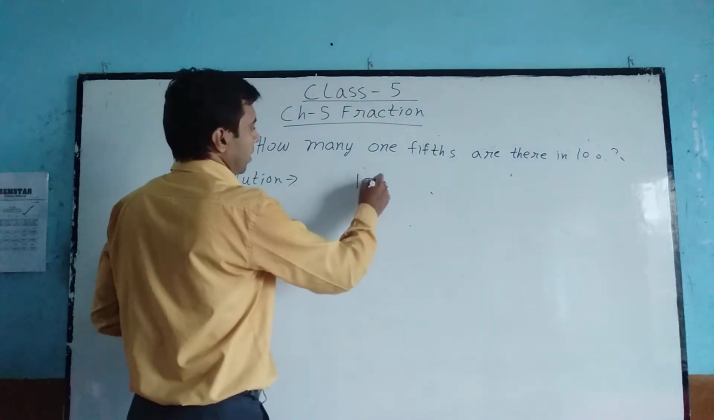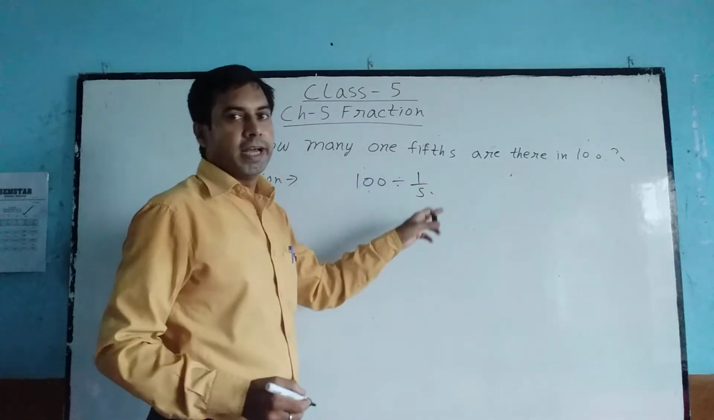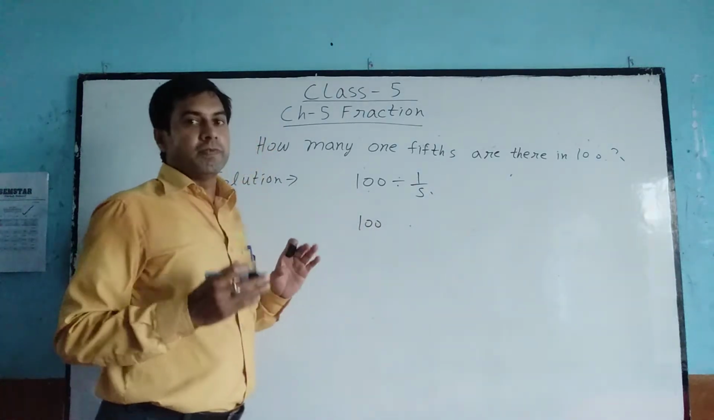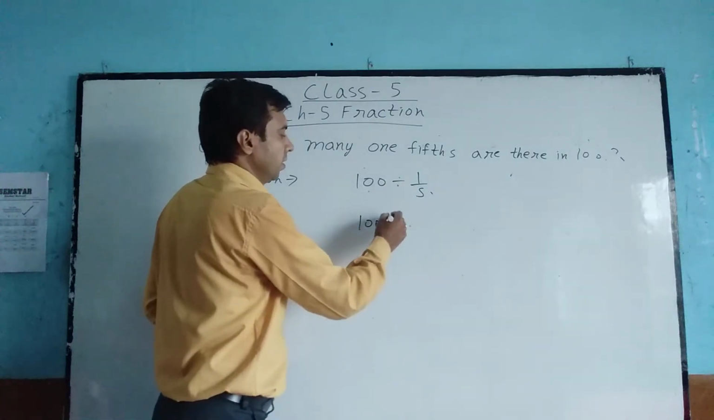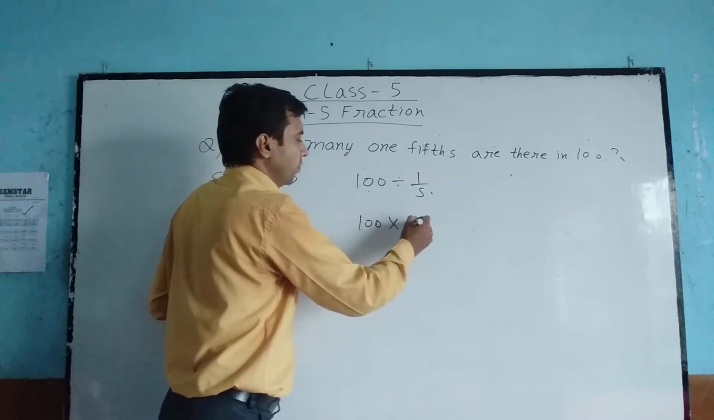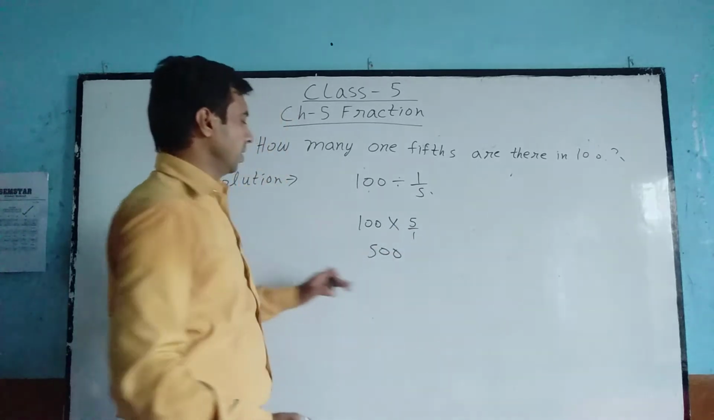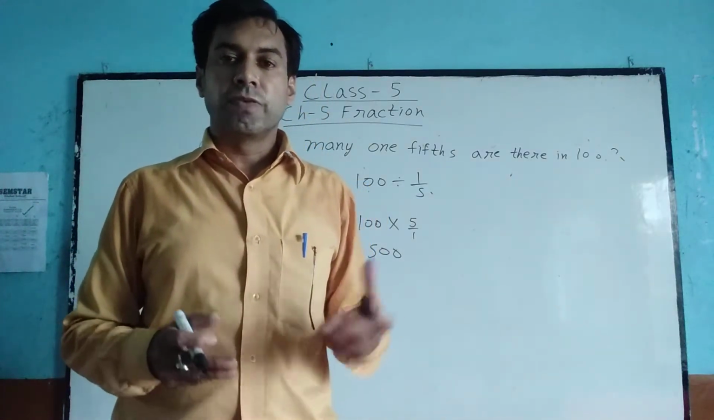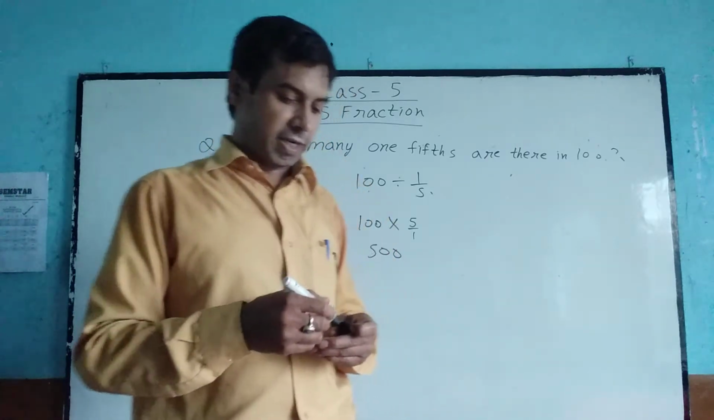So 100 divided by 1 by 5. 1/5 we can write as 1 by 5. So student, if we are dividing the fraction, what we do? We change the division symbol into multiplication symbol and we write the multiplicative inverse or reciprocal. So 5 by 1, 5 into 100, 500. So student, 500 1 by 5s are there in 100.